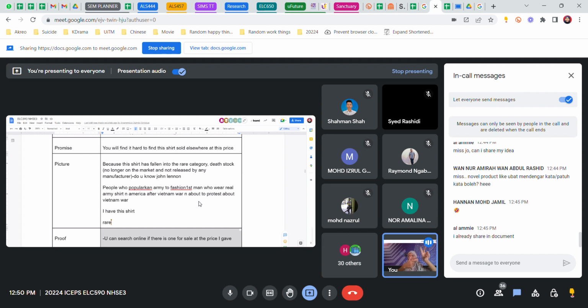Bukannya masalah dia rare satu, mahal satu. Bukan. Masalah dia rare saja. Mahal ni is another thing that's related to the rare. Does that make sense?